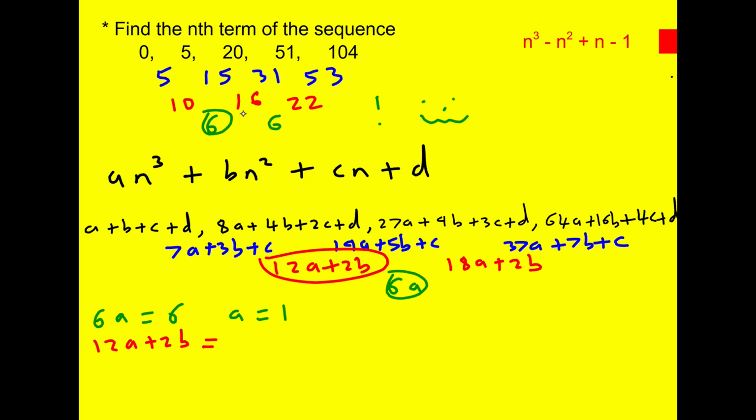Of course, I've not proven for sure that the third difference is constant, but it is. I'm not going to go into that. That equals 10. So 2b is going to be minus 2, b is going to be minus 1. Done that quickly, but yeah.